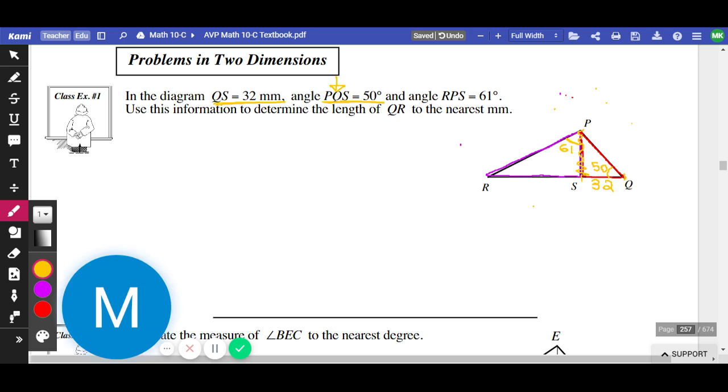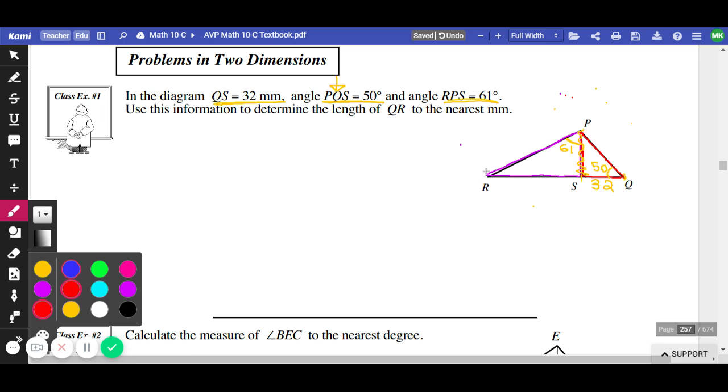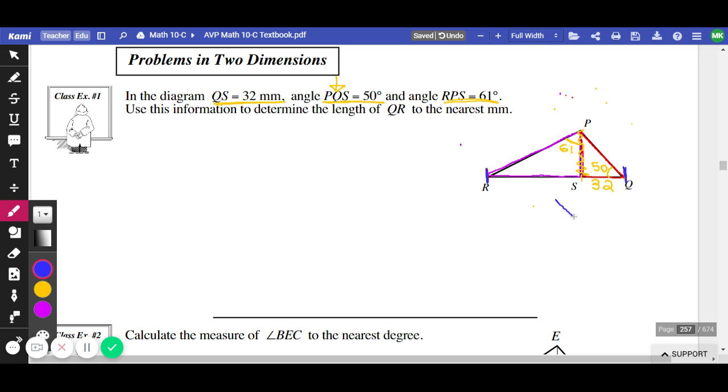Use this information to determine Q to R. Looking over here, Q to R. Well, I'm going to highlight that in blue so it really sticks out. That's not blue. That's blue. Q to R. That's what we're looking for. What we look for, I call X.